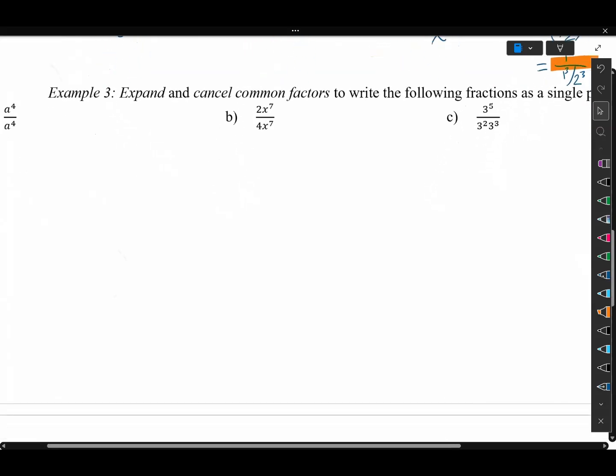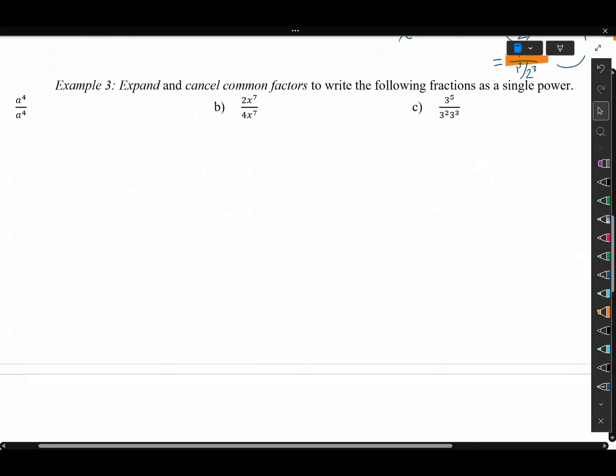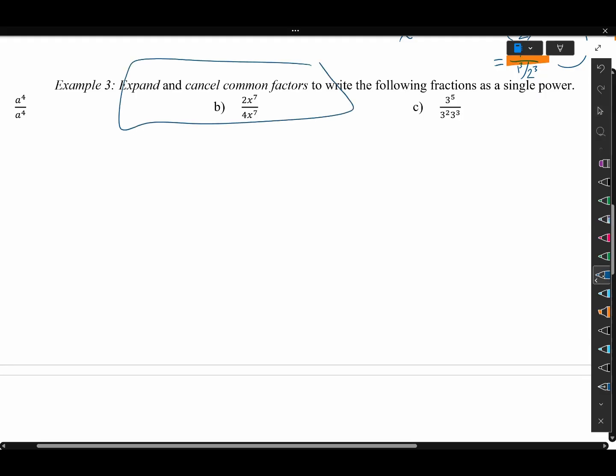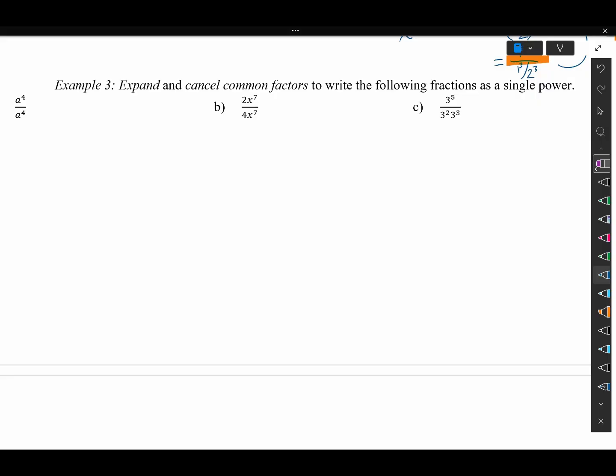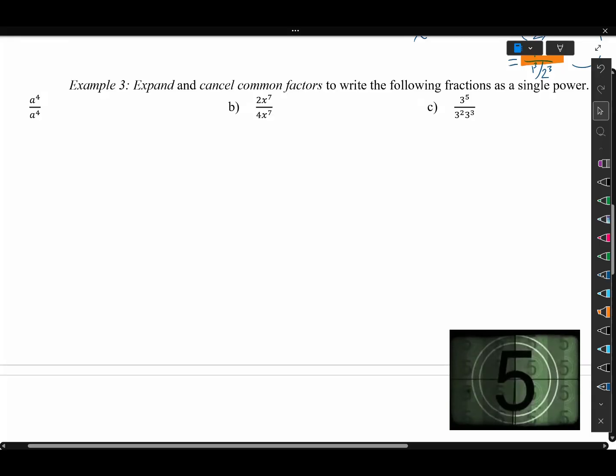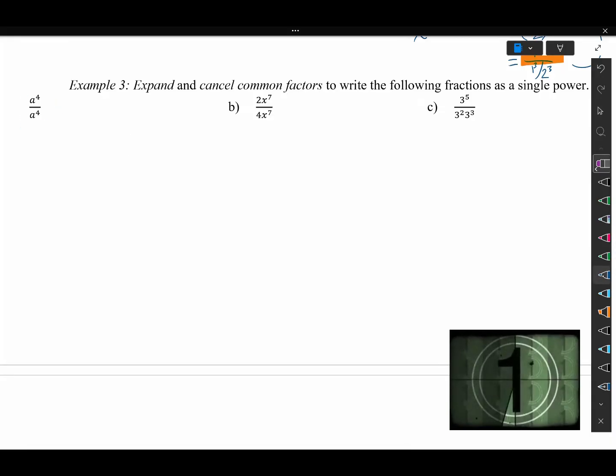Now let's take a look at example 3. We're going to head back to our tried and true strategy. We're going to expand and cancel our common factors, see what happens, and then we'll take our shortcuts that we know again to try and come up with a new law. I encourage you, pause the video, try, expand, cancel your common factors at the very least for part A, see what happens.